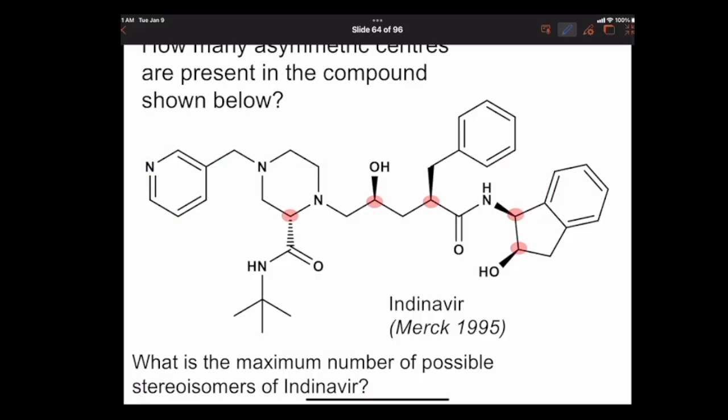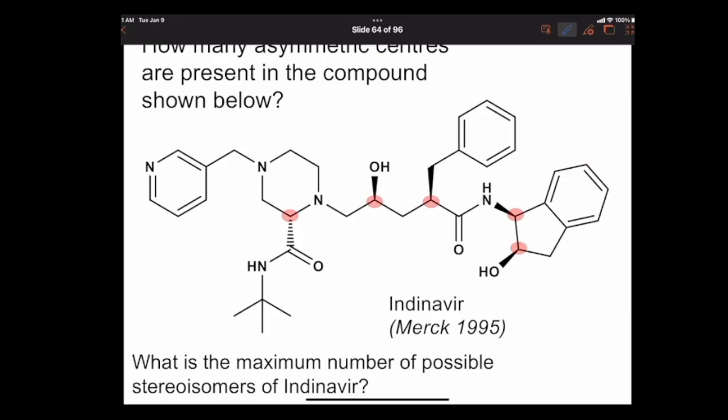How about the maximum number of stereoisomers? If you have 5 stereocenters, how many stereoisomers could this have? There's 2 to the n. 2 to the power of how many centers? Each center can have 2 geometries, right? Every asymmetric center gives rise to 2 possible stereoisomers. If you have 5, 2 to the power of n, where n is the number of stereocenters, that's the maximum number that are possible.